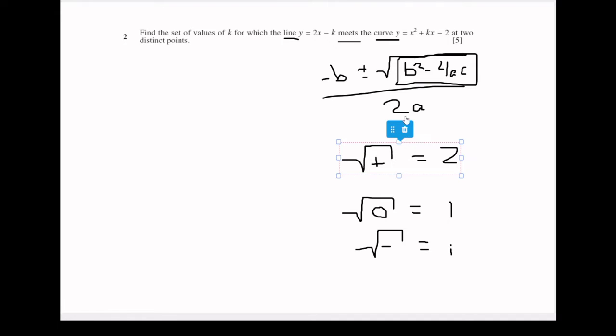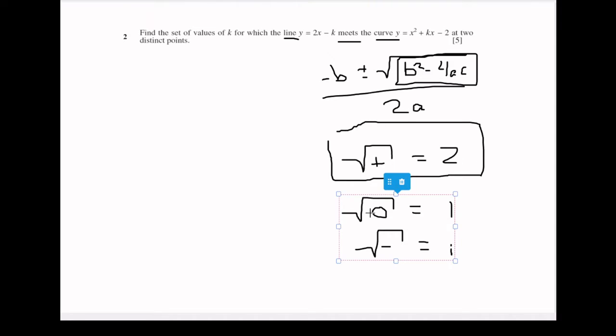So when they ask for 2 distinct points or they ask for real answers, that means they want this typically. Well, real answers would also include our square root being 0. So pretty much what this means is that we want our discriminant to be greater than 0. We want a positive number. So we'll write that up here. Our discriminant needs to be greater than 0.